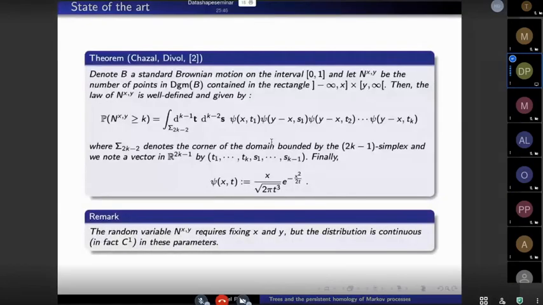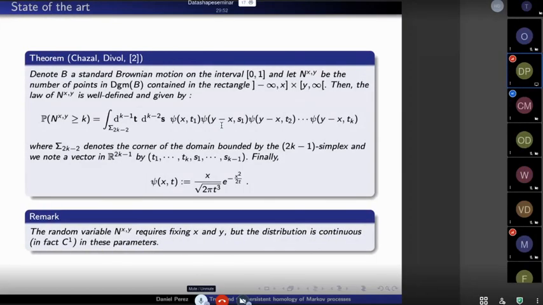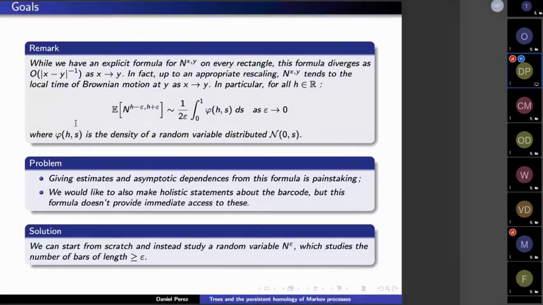It seems like a very complicated integral to study, but nonetheless, at least we have a closed expression for what the law of this nxy looks like. The number of bars between two certain levels, x and y, will actually tend to infinity as you let x and y tend to each other.